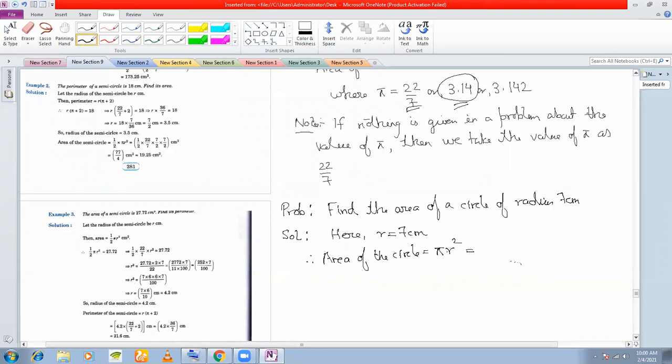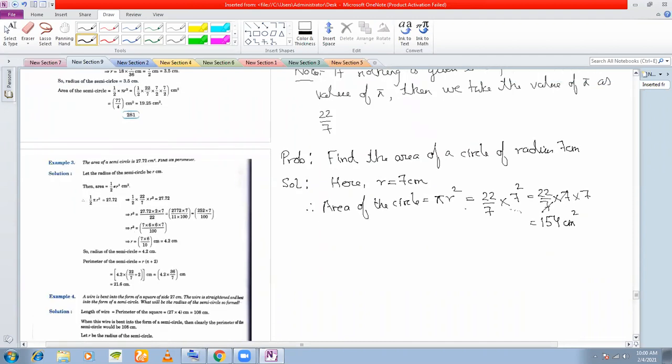Now since no value of pi is mentioned, you take the value of pi as 22 by 7 into the square of the radius, which is 7 square. 22 by 7 into 7 into 7. So one 7 here cancels. You get 154 centimeters square.